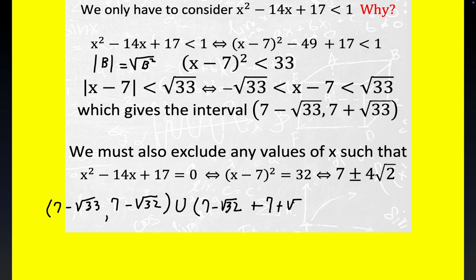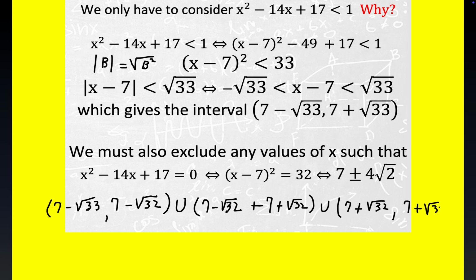Again, it's just a little easier to see it. Okay, and again, union with 7 plus. It's kind of crazy. We're just trying to exclude values, and this notation is a little cumbersome. But we have 7 plus root 32, and then 7 plus root 33. And I think I got that written down correctly.